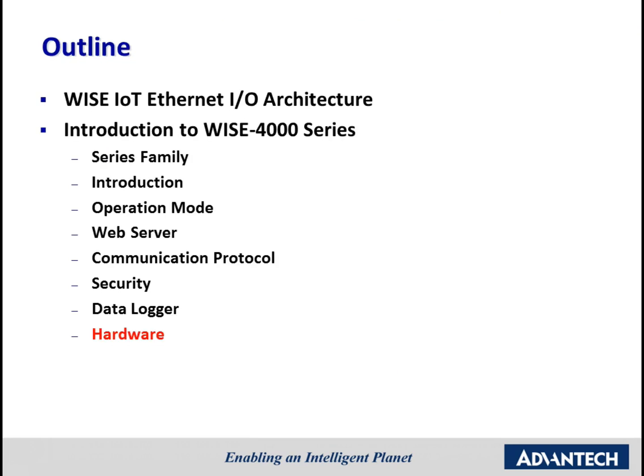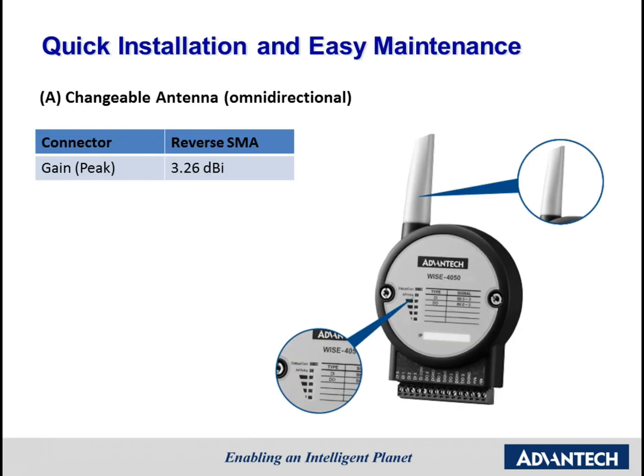In the last section, I'm going to introduce the hardware overview of the WISE 4000 series. WISE is using an antenna to transmit and receive the data. The type of antenna in the default accessory is omnidirectional. The gain of the default antenna we provided is 3.26 dBi, and the connector of the antenna is reverse SMA. Any kind of antenna whose connector is reverse SMA can be equipped on the WISE module. You can replace the antenna according to the demand.